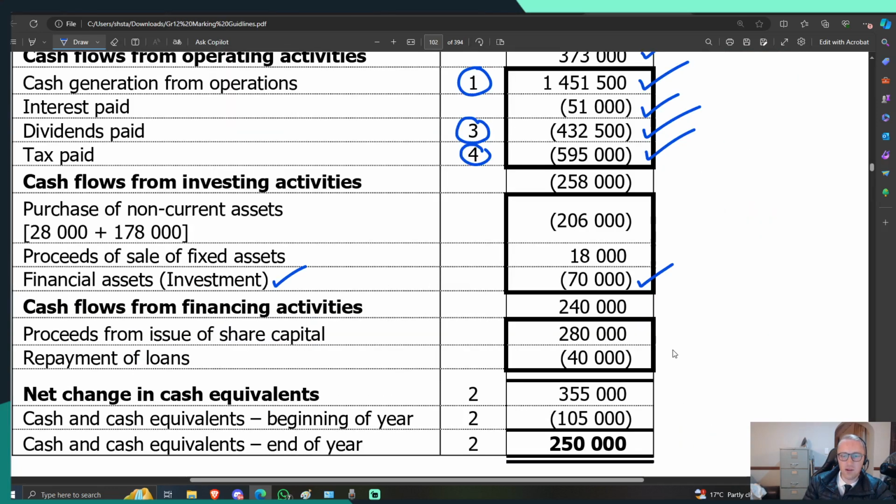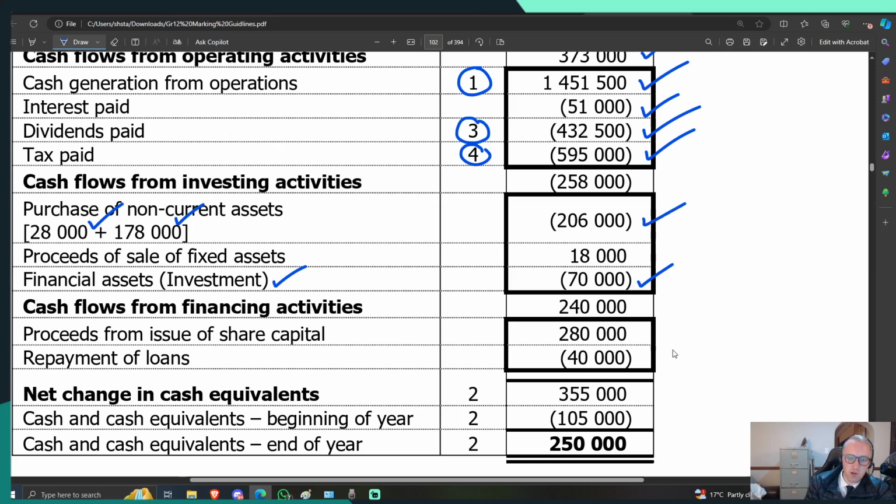Let's see if we got that right. 178,000 plus 28,000. There it is. Which gives us a total cash outflow, because we purchased these fixed assets, of 206,000.